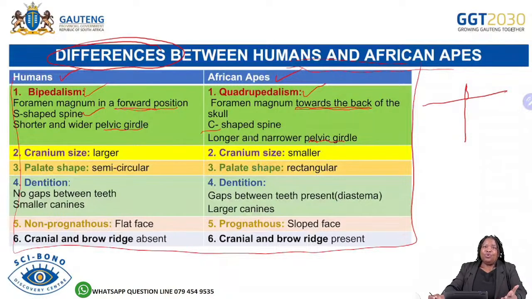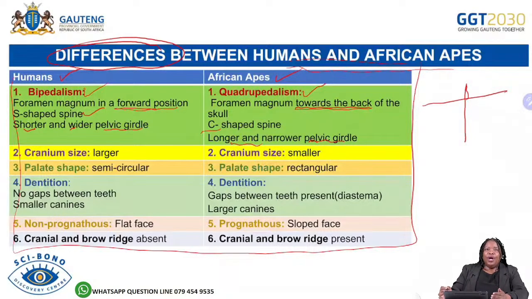So I need to see those words when you're writing your exams, when you're responding in your answer sheet, right? So when you respond to all those questions, the pelvic girdle is shorter and wider. You can't be saying it's short and keep quiet. It's shorter and wider, whereas in the African apes it is longer and narrower. So it's important to work for full marks, right?